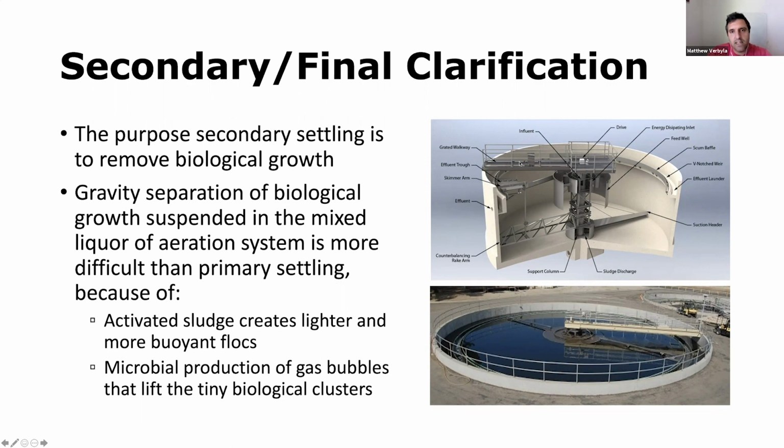All right, so the purpose of secondary clarification or secondary settling is to remove that biological growth, that microbial biomass, to clarify the liquid effluent. We use gravity separation of the biological growth. It's more difficult in the secondary clarifier than in the primary clarifier. The reason is that the activated sludge process in the aeration basin creates flocs, solid materials that are lighter and more buoyant. So they take a little bit longer to settle to the bottom. It's sometimes harder to get good settling properties of that sludge.